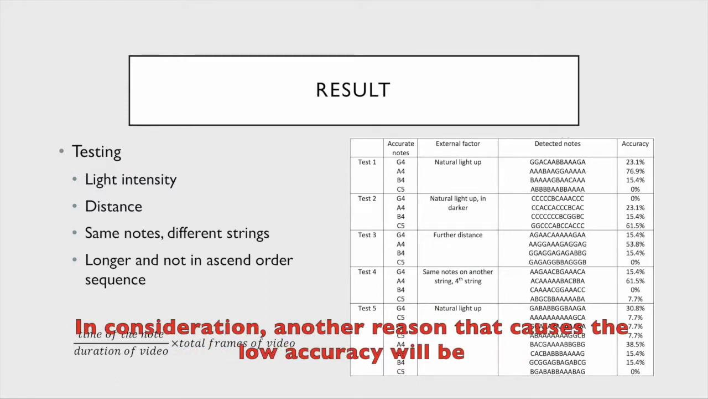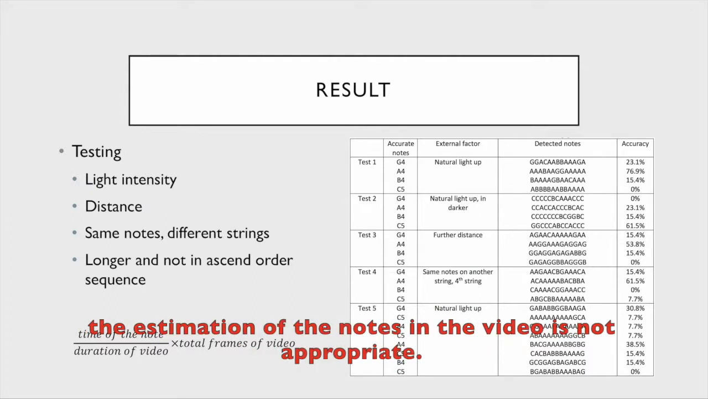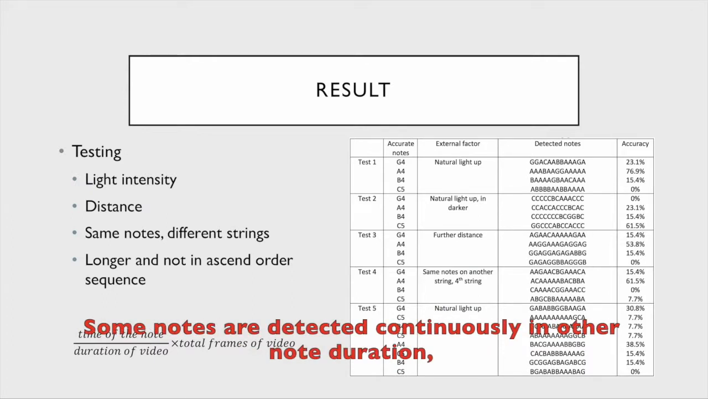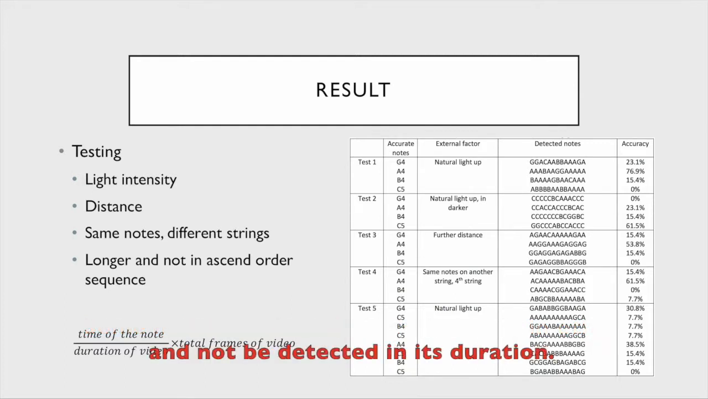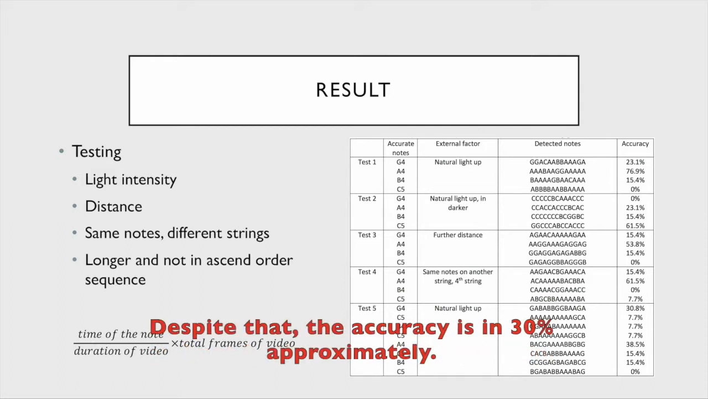In consideration, another reason that causes the low accuracy is that the estimation of the notes in the video is not appropriate. Some notes are detected continuously in other notes' durations and not detected in their own durations. Despite that, the accuracy is approximately 30%.